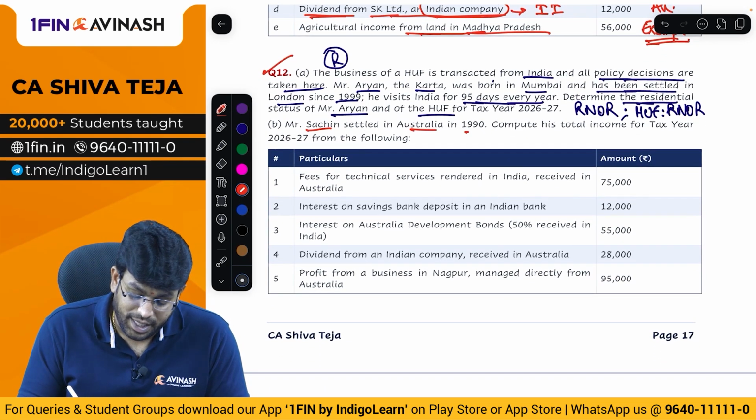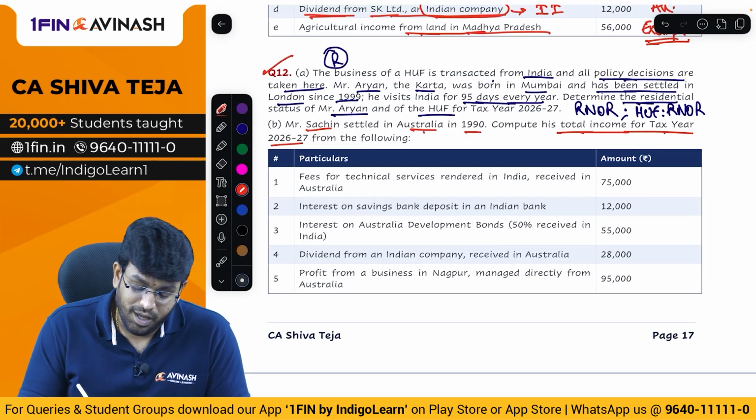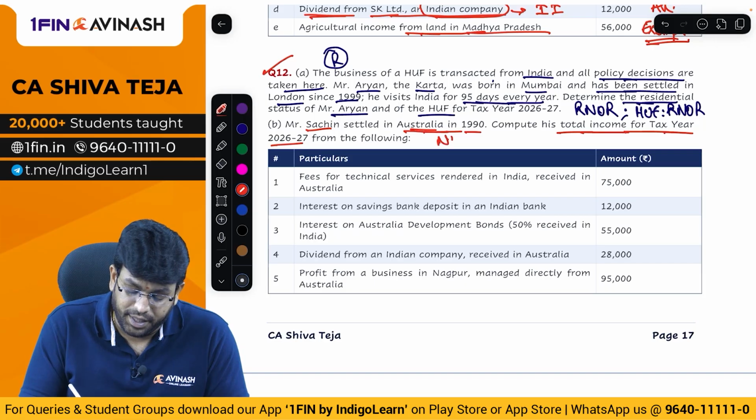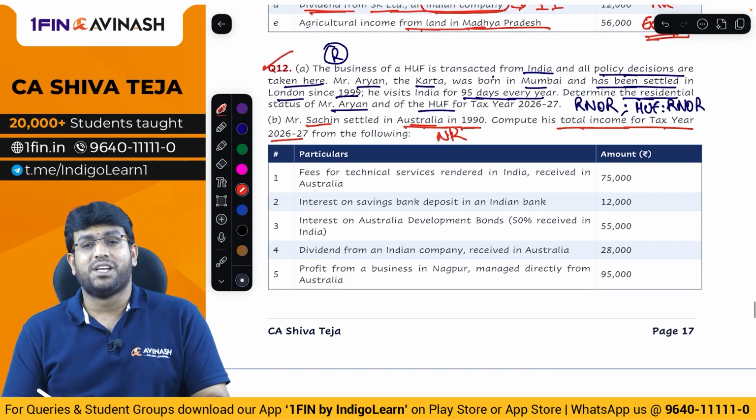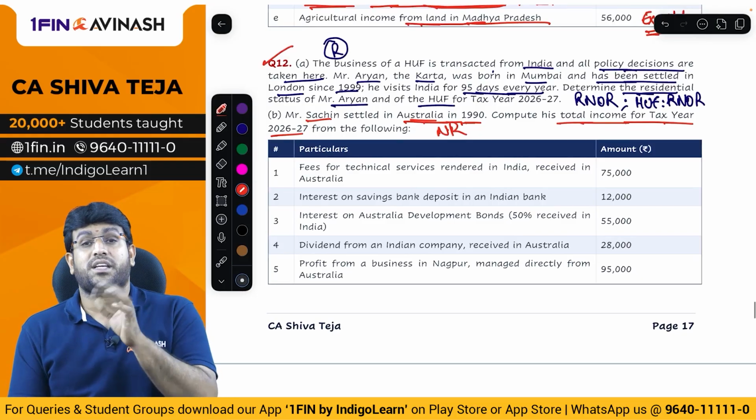Sachin. Next question. Sachin settled in Australia in 1990. Compute his total income for the tax year 26-27. When he settled in Australia since 1990, he will definitely be a non-resident because he cannot satisfy any of the basic condition given under section 6.2.